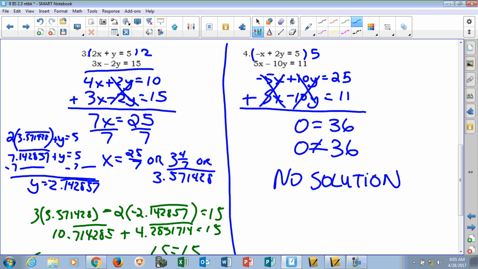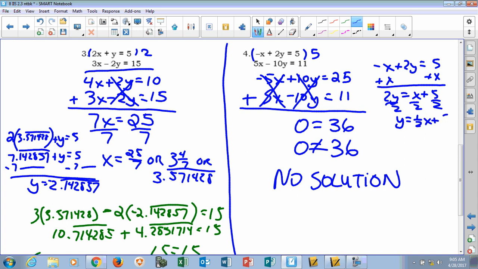If there's no solution, that means these two lines are parallel, right? So if I were to take negative x plus 2y equals 5 and put it in slope-intercept form, watch what happens. So I get 2y equals x plus 5. Because remember, parallel lines are same slope, different y-intercept. I get y equals 1/2 x plus 5 halves, right? Well, if I do the other equation and do the same thing to it, by our no solution, we should end up with the same slope again. So let's see if that happens.